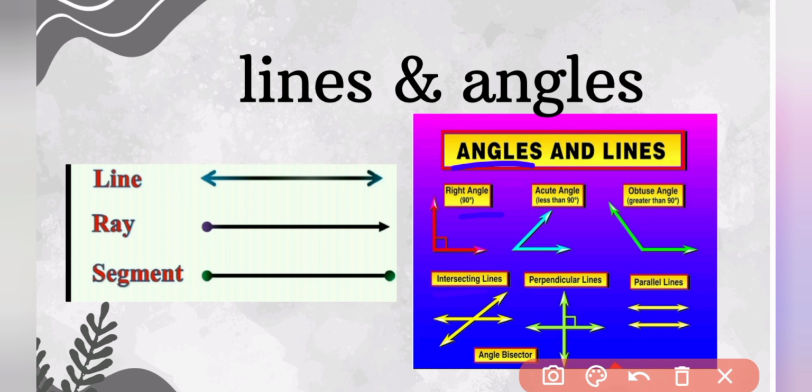First we have intersecting lines: when two lines intersect at one point, they are called intersecting lines. Then we have perpendicular lines: when the two lines meet at 90 degree, they are called perpendicular lines. Parallel lines are lines that are parallel to each other and they will never meet.